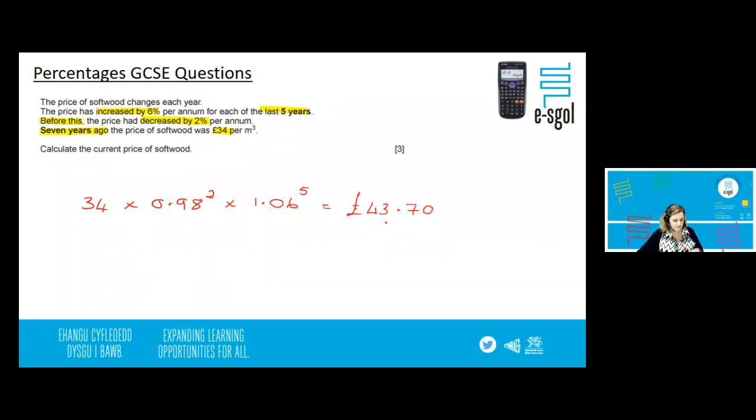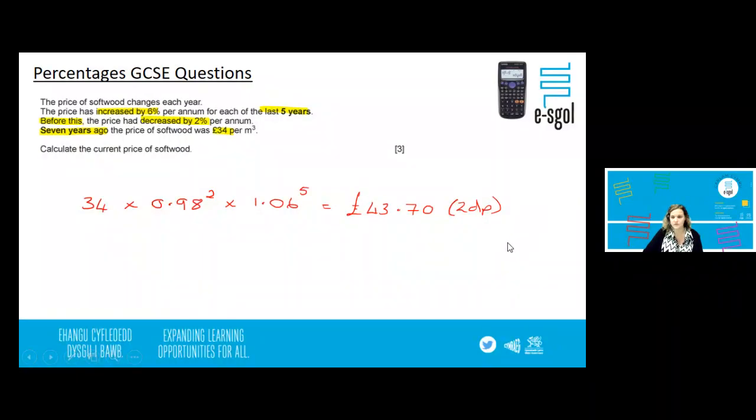£43.70. Now the calculator would have come out as, obviously you've got to be thinking, you've got these 70, you've got decimal places, you need to have money. Okay, so you need that 0 on the end. Don't forget about the 0 when we are talking about money. And that's 3 marks, that question.